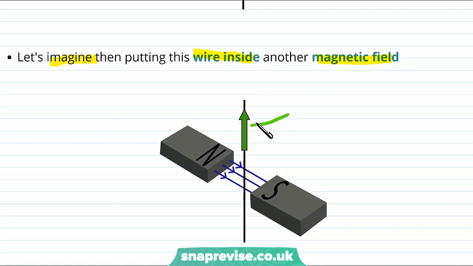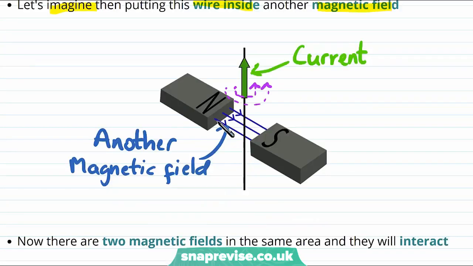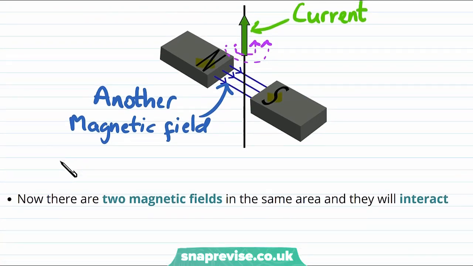So here is our current carrying wire again. And we haven't drawn them in this picture, but this current is creating its own magnetic field, which are these concentric circles that go all the way round. But now we've decided to place our wire inside another magnetic field. And the field that we are looking at is being produced by the north pole of one magnet and the south pole of another. The main point here is that we have two magnetic fields in the same area, and these magnetic fields are going to interact with each other.